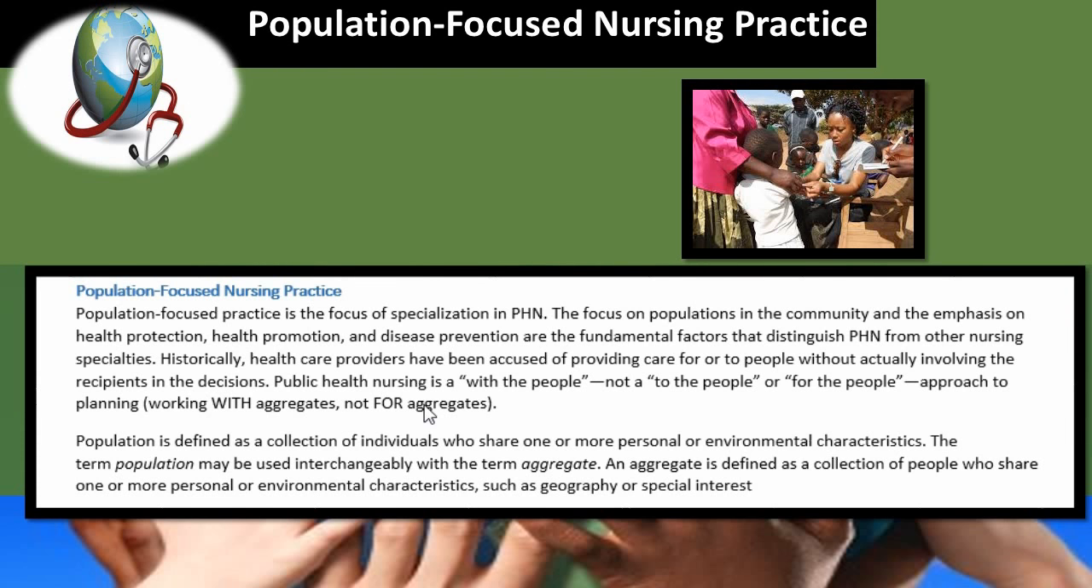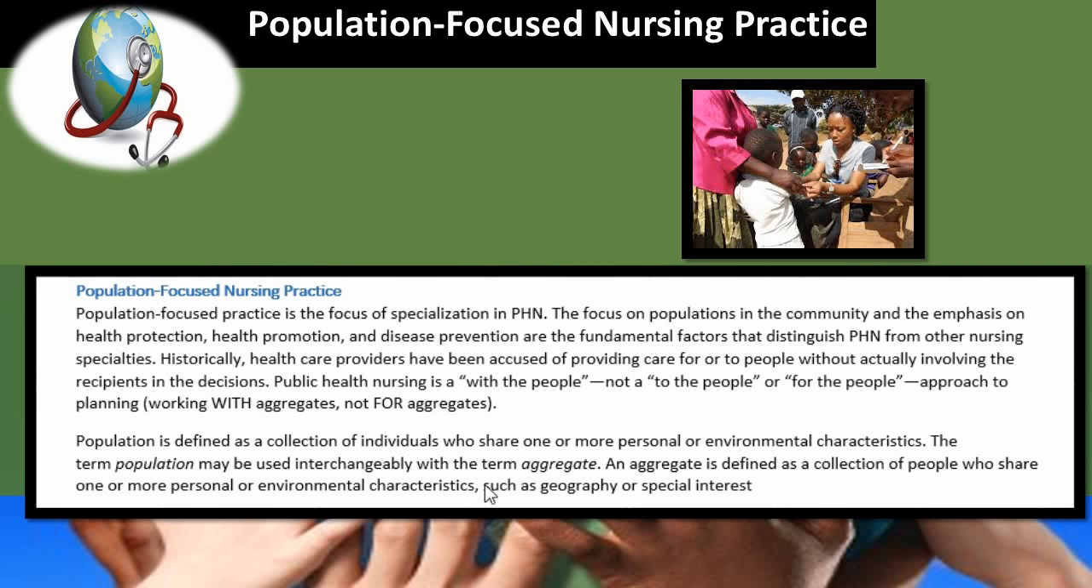You meet the patient where they're at. The patient, in this regard, being the community, and you're going to work with them. Let's define population. Population is defined as a collection of individuals who share one or more personal or environmental characteristics. The term population may be used interchangeably with the term aggregate, as you have seen me do in this lecture already. An aggregate is defined as a collection of people who share one or more personal or environmental characteristics, such as geography or special interest.